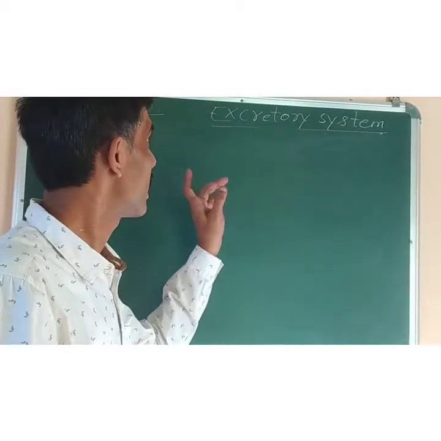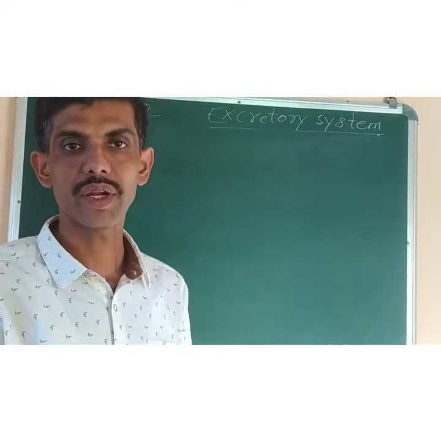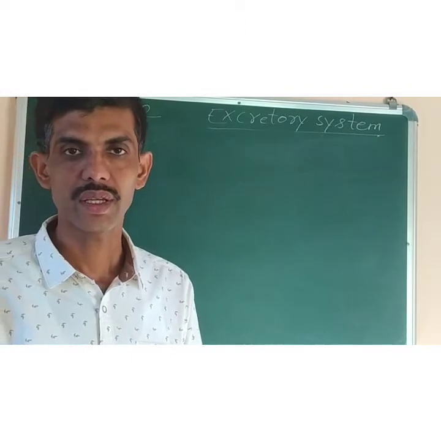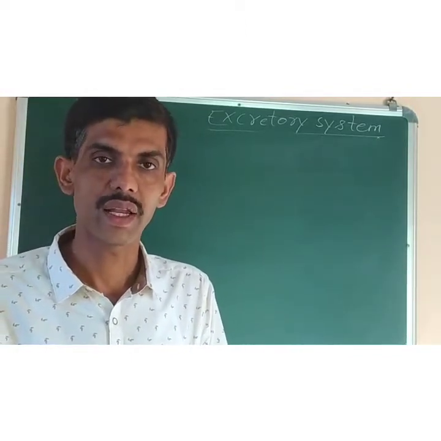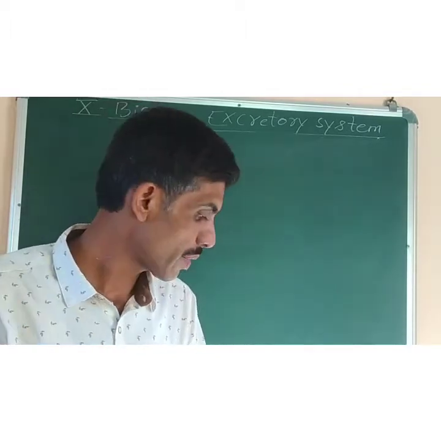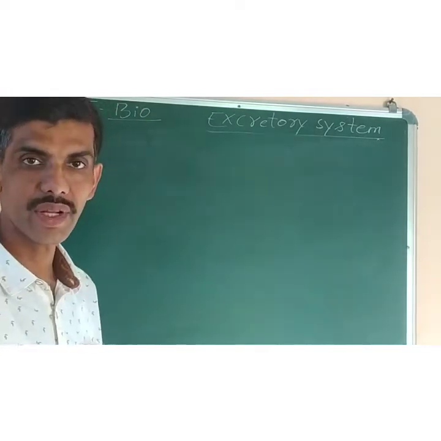We had already started this chapter, excretory system. In the first part, I had explained to you the different types of excretory organs. What is excretion? What are the different excretory organs like liver, kidney? Now today we have to start with the excretory system of human beings, also known as urinary system.